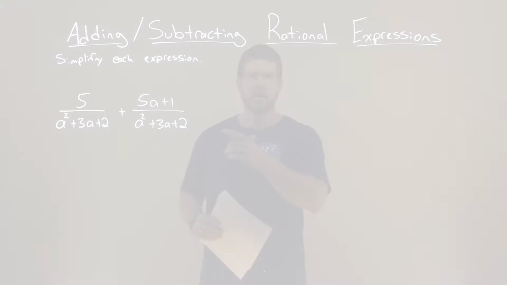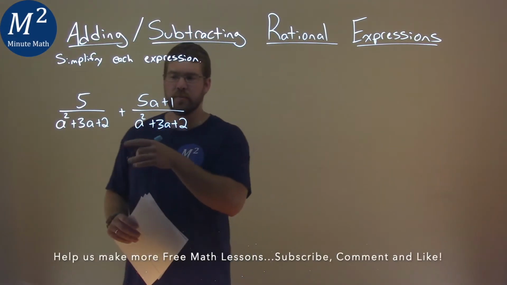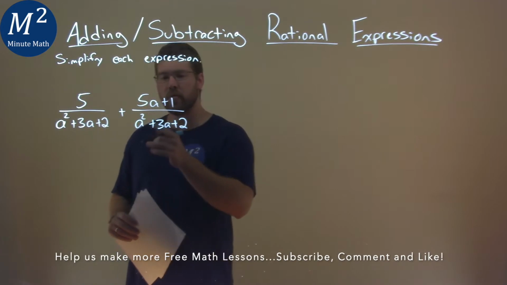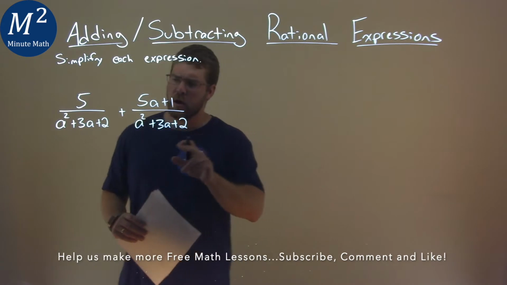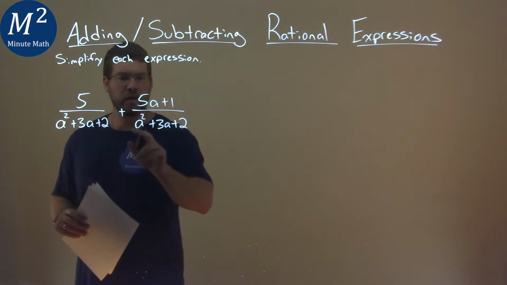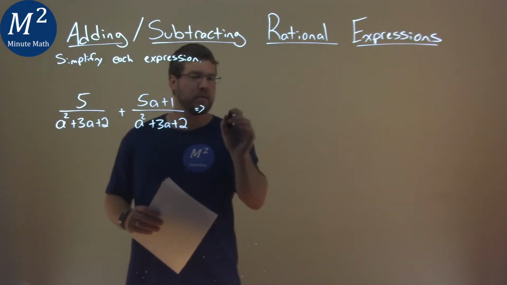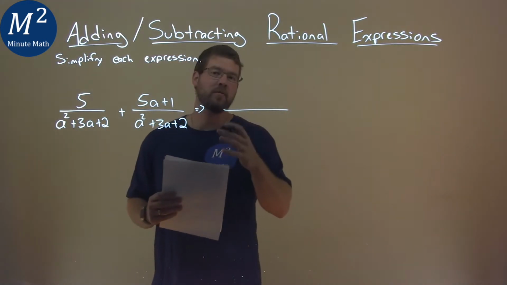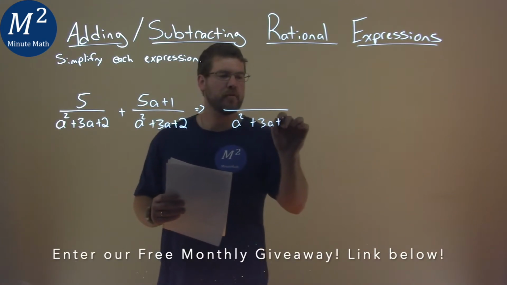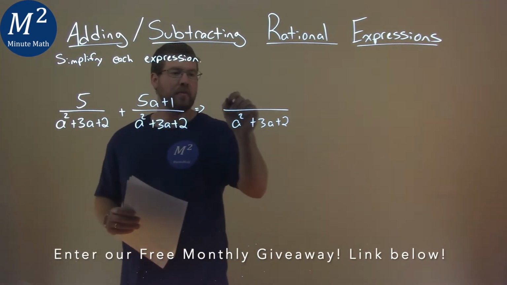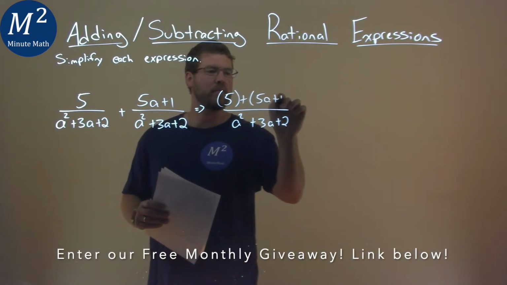We're given this problem right here, 5 over a squared plus 3a plus 2 plus 5a plus 1 over a squared plus 3a plus 2. We've got to simplify this. Notice we have the same denominator here for both of these fractions. What does that allow us to do? Well, it allows us to combine them into one fraction with that same base, a squared plus 3a plus 2. Then we have to add the numerators. So we have 5 plus 5a plus 1.